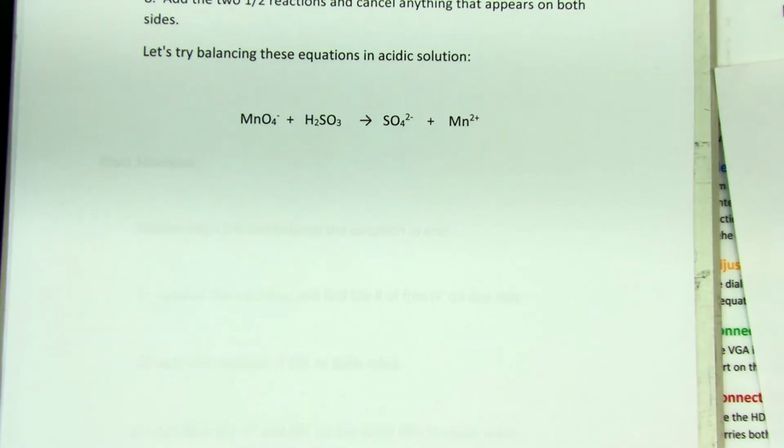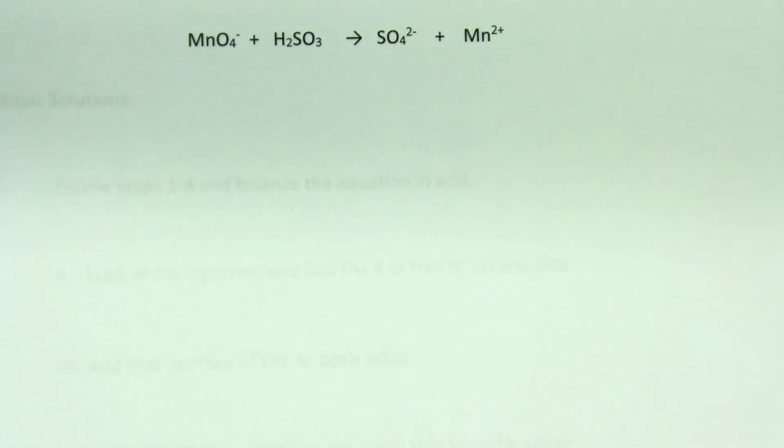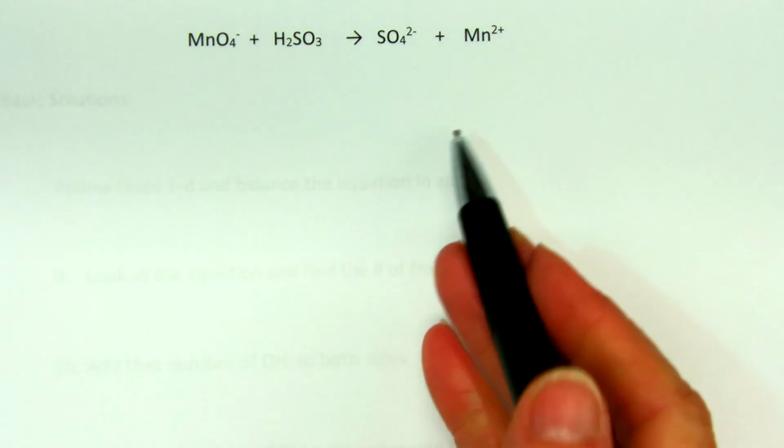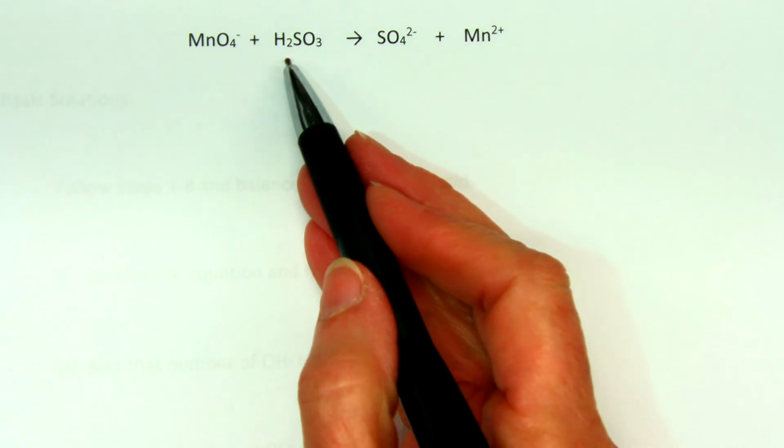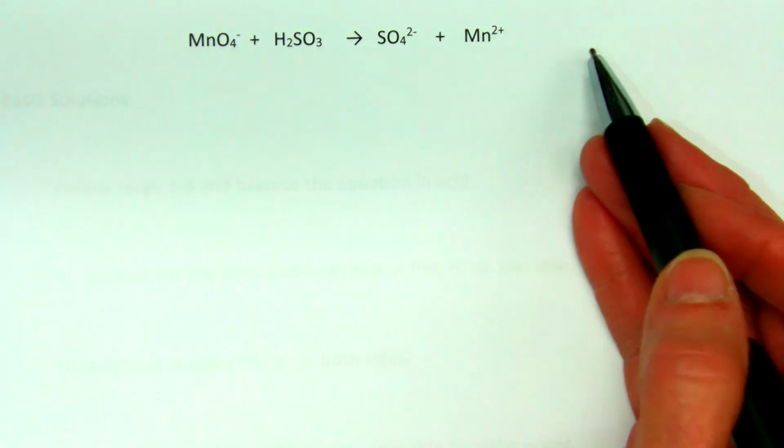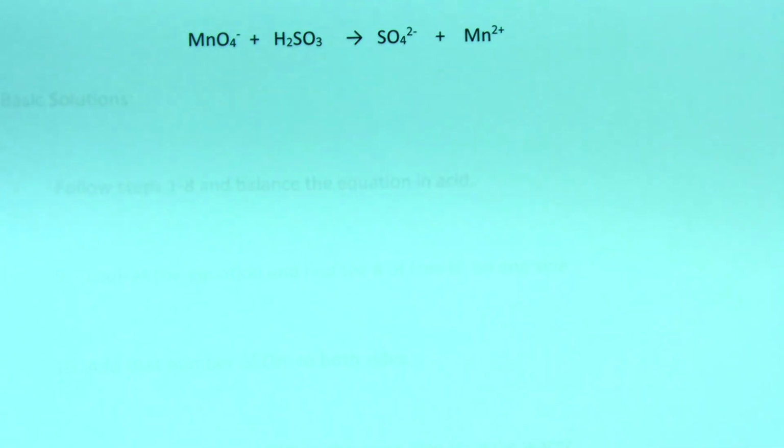So when we look at this, we have the permanganate ion plus sulfurous acid making sulfate plus manganese. Now, at first glance, you might think, oh, okay, one manganese. But when you get to hydrogen, two hydrogens, there's no hydrogen over here. So without the process, you have no idea how to deal with this. So we have to go through the steps because you cannot balance it on inspection.